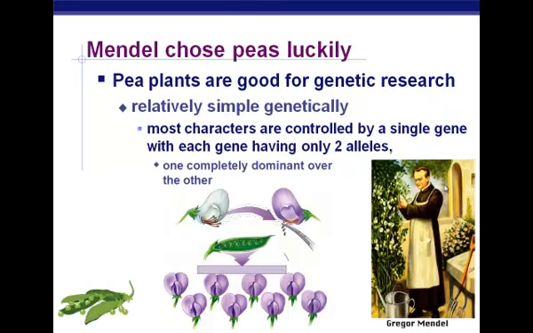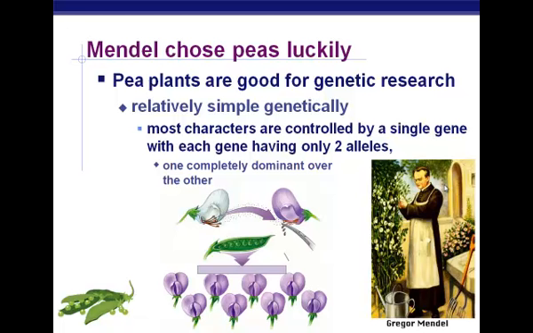Also, they're relatively simple genetically. Most characters in a pea plant, this is not true of you guys, are controlled by a single gene, with each gene having only 2 alleles. In other words, if you wonder why that flower of that pea plant had a purple color, first of all, it's only due to 1 gene. And that 1 gene had 2 different alleles, 2 different possibilities, either making the purple protein, or not making the purple protein.